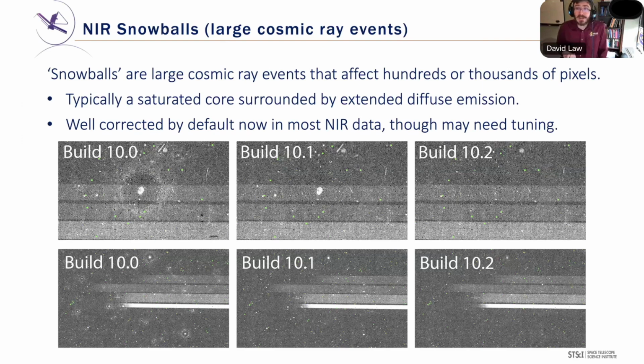At this point in time, most of these large blotchy cosmic ray snowballs are pretty well corrected by default in most near-infrared data that you're likely to work with. It's good to be aware of what they look like, though, so that if you see any that break through the default corrections, then you can find some guidance in terms of how you might want to tune the algorithm in order to help suppress them in your specific data.